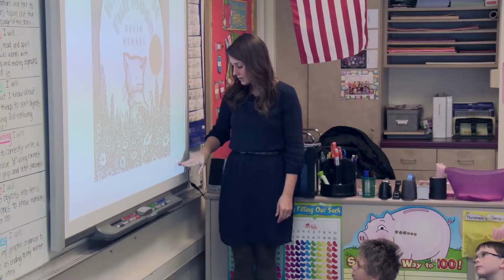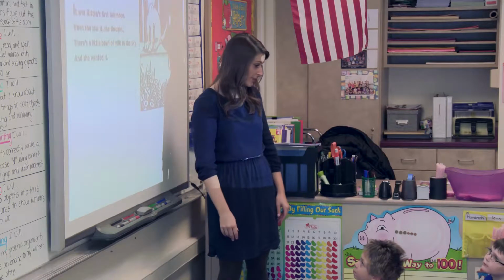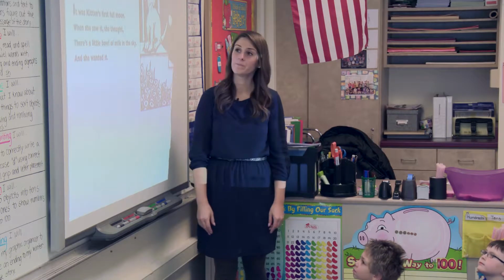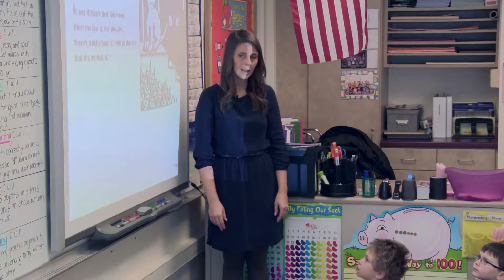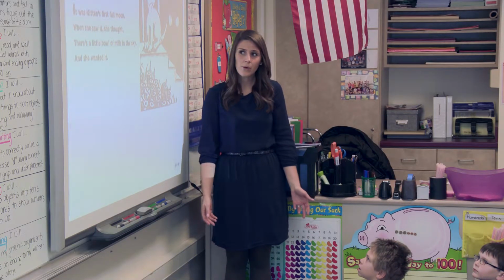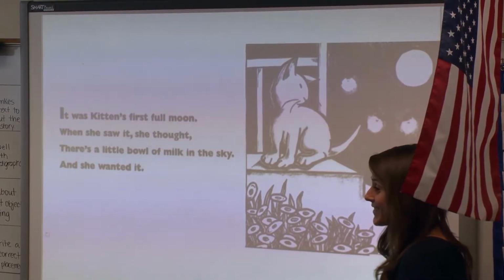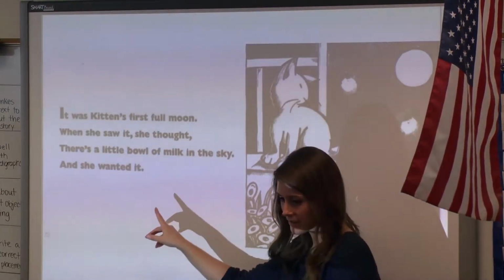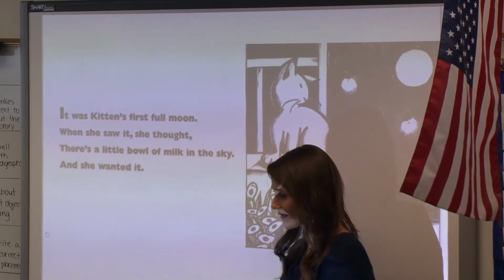So let's look at the first page. I'm going to read it, and then I'm going to ask some questions after I read each page. So make sure you're paying attention. It was Kitten's first full moon. When she saw it, she thought, there's a little bowl of milk in the sky. And she wanted it. So I want you to look at the words. What do the words tell us about what little kitten wants?